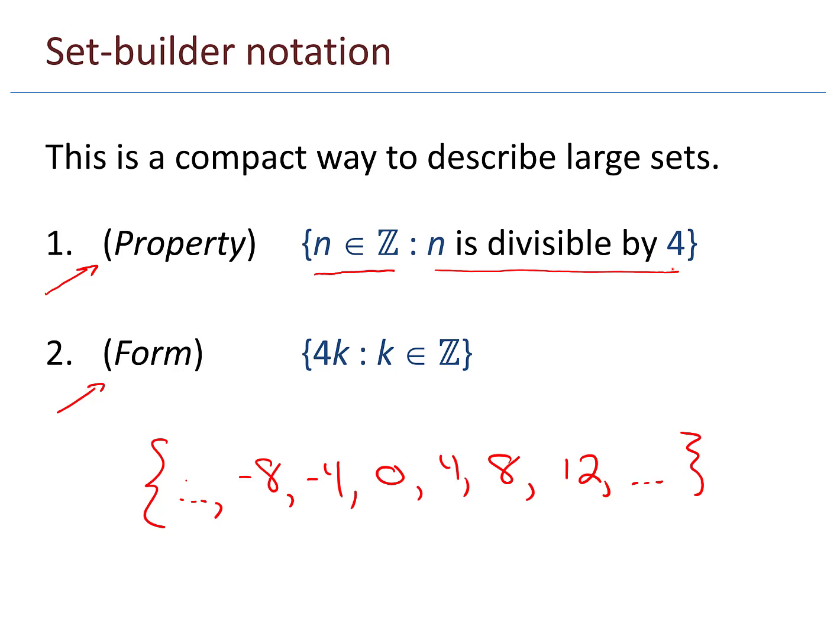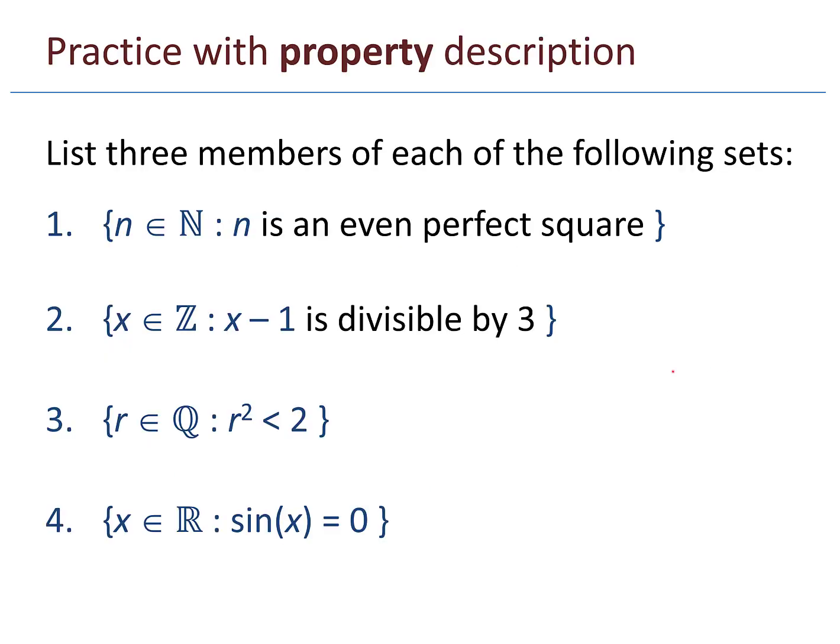Another way I could express that is the set of all things of the form 2k such that k is an integer. So either way I say it, it gives me the same result. So take a look at these four problems here, these four sets. These are sets listed using the property description, and see if you can come up with three members of each of the following sets.